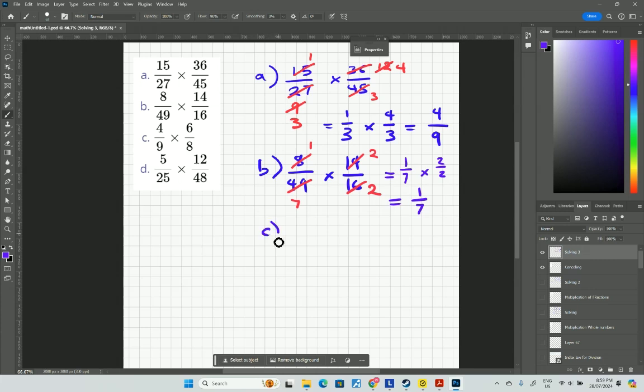Let's look at C. Last one. 4 over 9 multiplied by 6 over 8. We're going to look for common factors. The 4 and the 8 is pretty easy, so let's do that. Let's divide this by 4 and we get 1. Divide this by 4 and we get 2. Divide these two by 3, we get 3 and we get 2. And the end result is just going to be 1 over 3 multiplied by 2 over 2, which is the same as just a third.